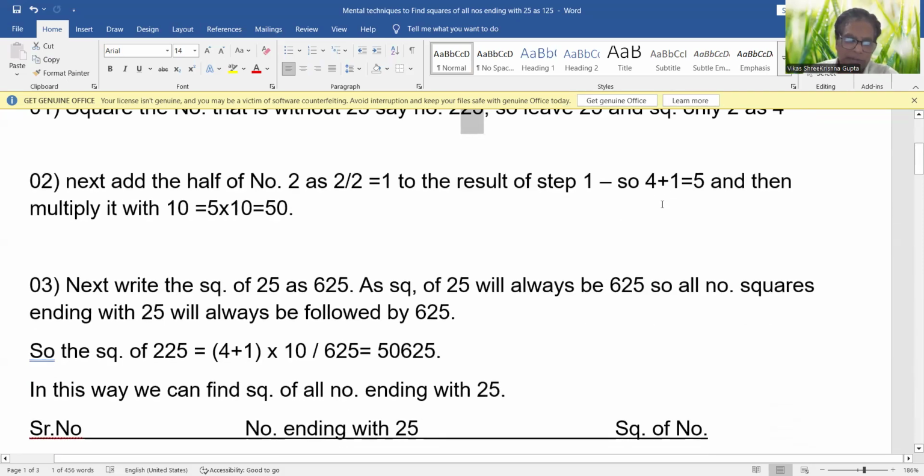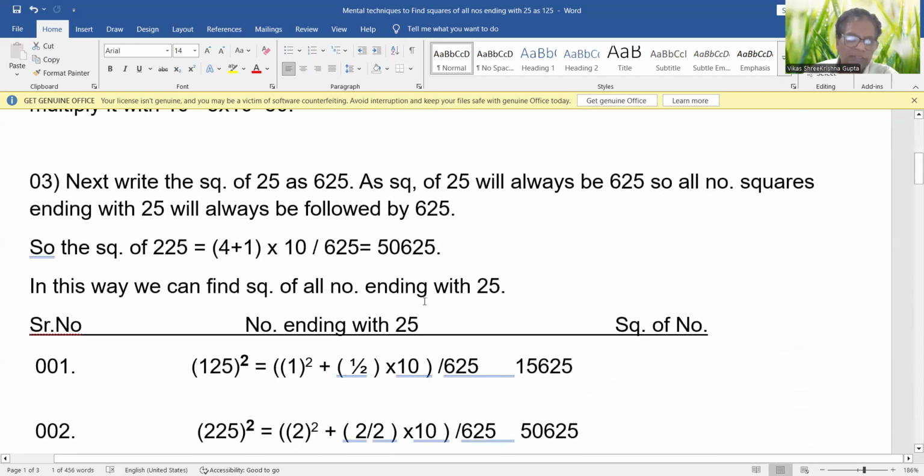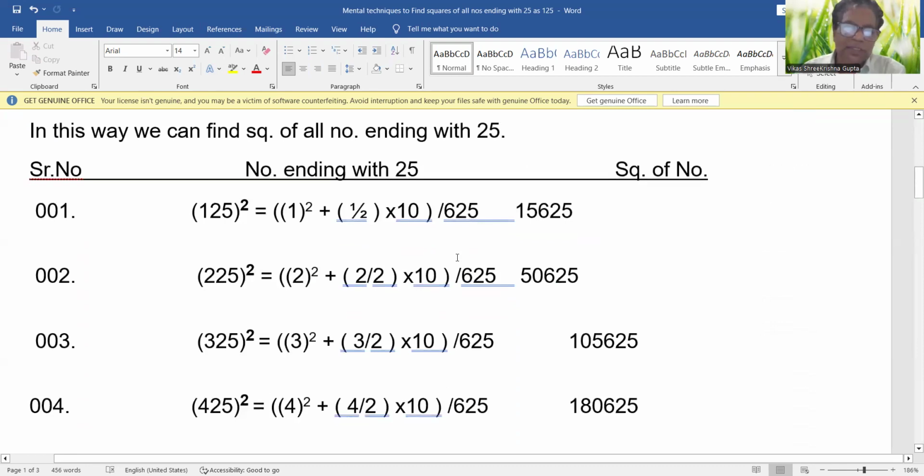So I repeat what I have done. Like you have to find the square of 225. Just consider the number 2 before 25. Find the square of this number 2 as 4. Divide 2 by 2, make it half, which is 1. So 4 plus 1 is 5, and then multiply it by 10. You get 50. And 50 is followed by 625, because the square of 25 is always 625. So the answer is 50625.